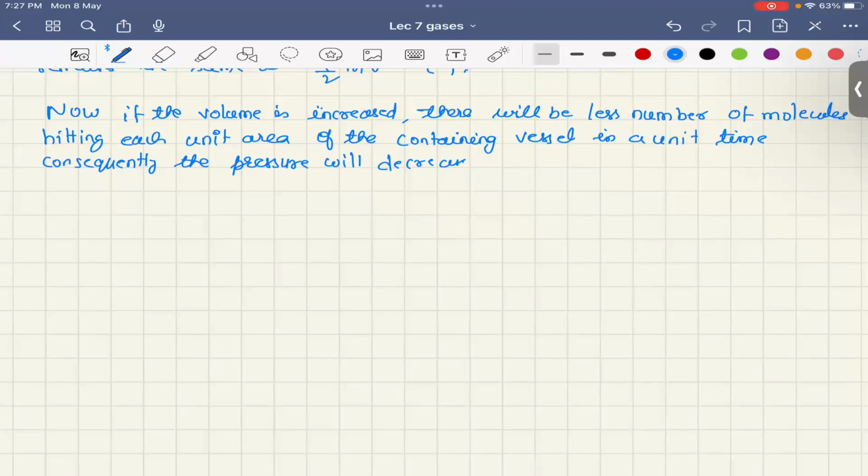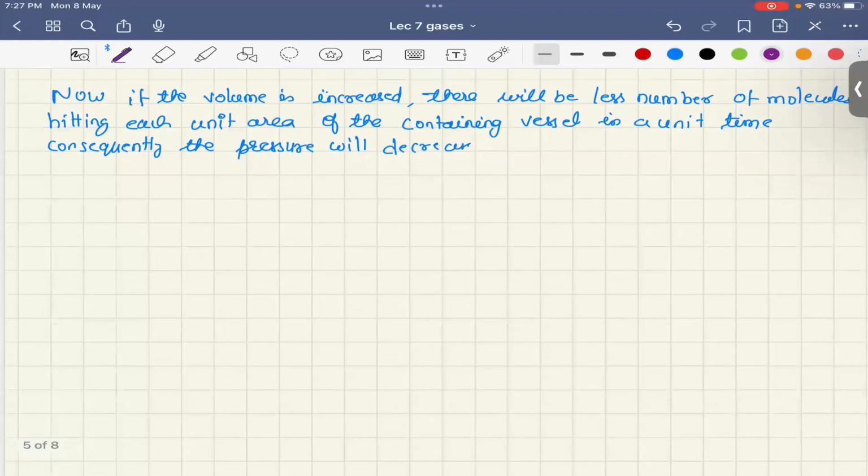On the other hand, if volume is decreased, there will be more molecules in a given volume and hence the pressure will increase, right? Thus, it can be concluded that at any given temperature, the pressure exerted by a gas is inversely proportional to the volume, and this is nothing but Boyle's law, right?